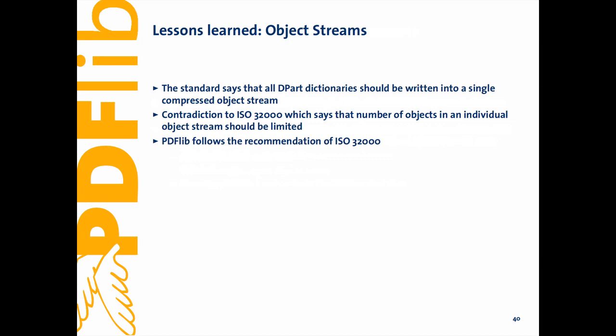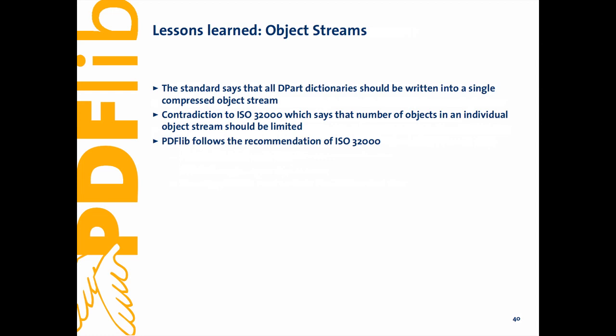Object streams: there's a paragraph in the PDF/VT standard that says all dpart dictionaries that describe the document part hierarchy tree should be written into a single compressed object stream. And this is actually a contradiction to ISO 32000, which says that you should limit the number of objects in an individual object stream. So we had to decide which recommendation we should follow, and we decided that it's not a good idea to write really, really large compressed object streams.